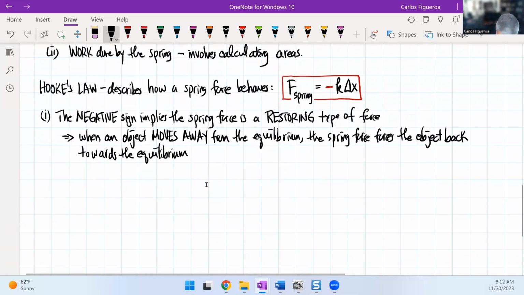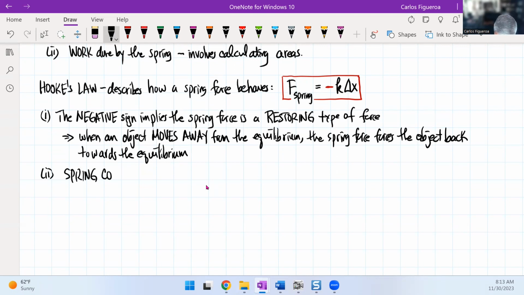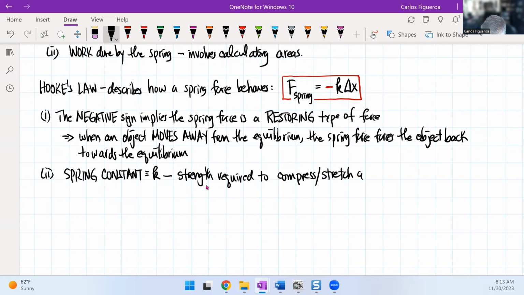The second thing here is that we talked about the spring constant. Last time we said that the spring constant, K, this tells us about the strength required to compress or stretch a spring.